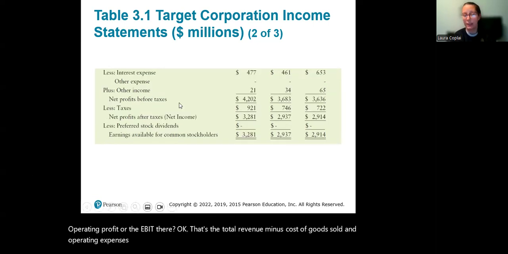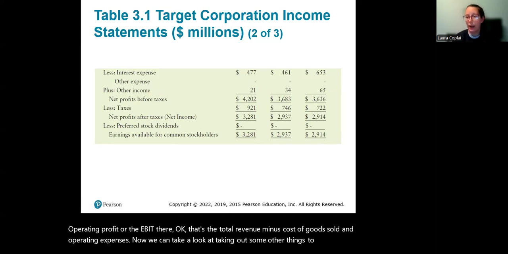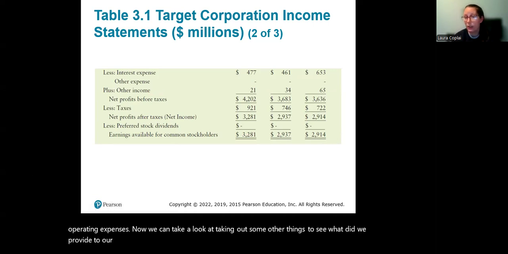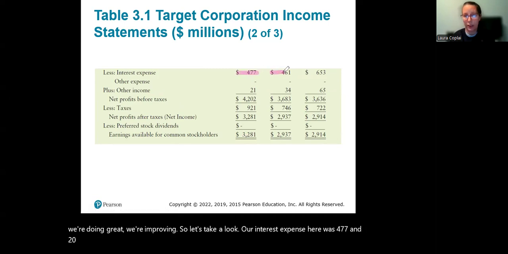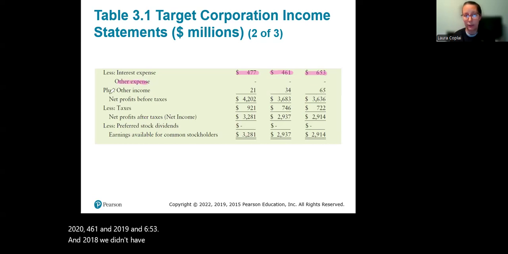Now we can take out some other things to see what we provided to our stockholders. What is their bottom number? Because financially, we look like we're doing great. We're improving. So let's take a look. Our interest expense here was $477 in 2020, $461 in 2019, and $653 in 2018. We didn't have any other expenses, so that's fine.